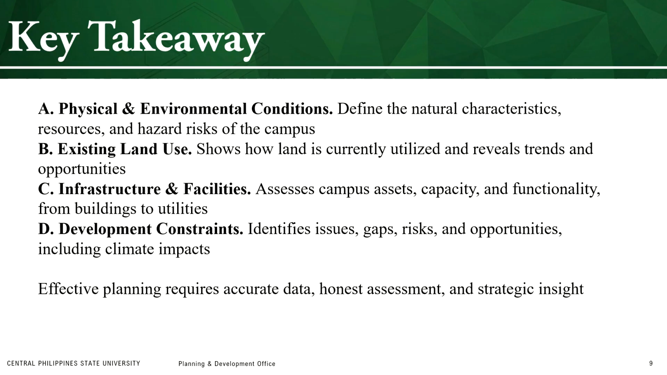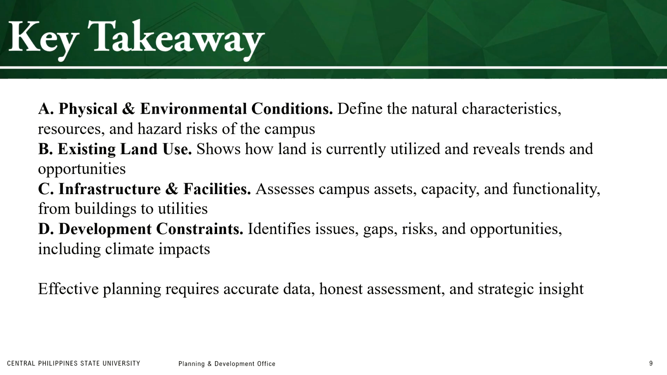Part 2 presents your current reality, and this includes not only your land and environment, but also your infrastructure and constraints. In Part 2, we discussed how Group C, infrastructure and facilities, allows you to take stock of everything your campus has built, from buildings and utilities to roads, drainage systems, and ICT infrastructure. It also looks at how well these are functioning through inventory, condition reports, and even utility consumption analysis over time.